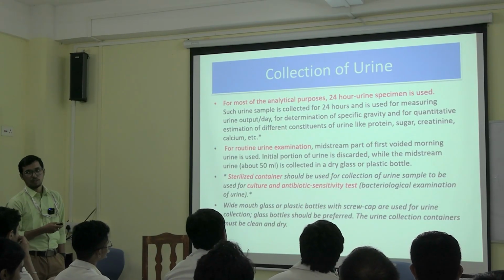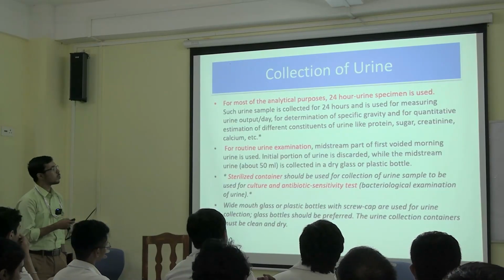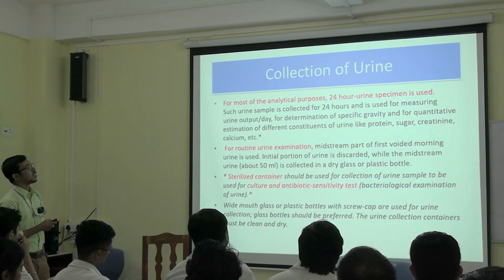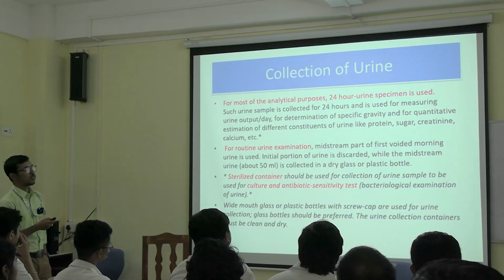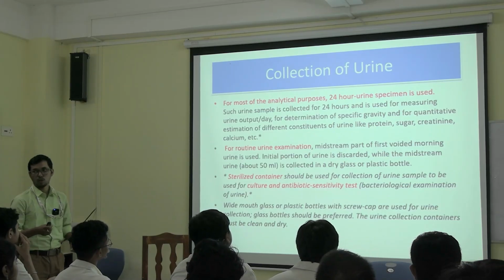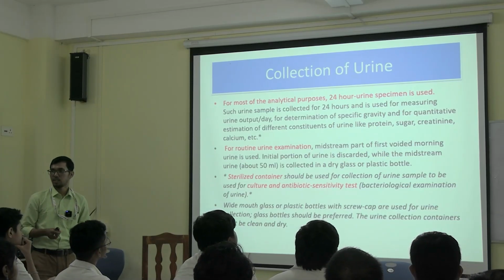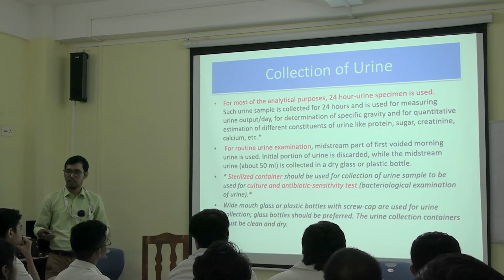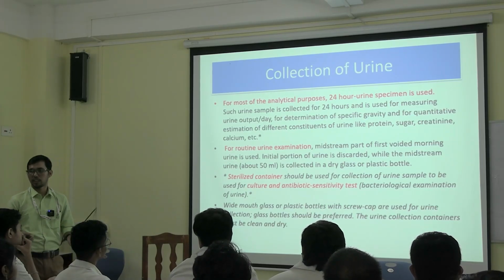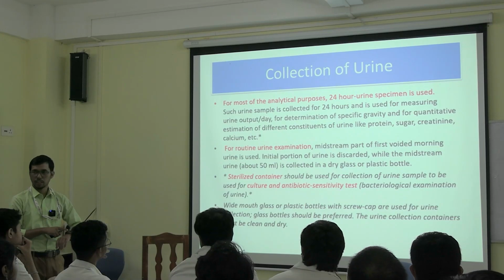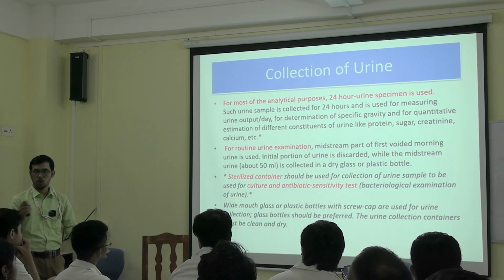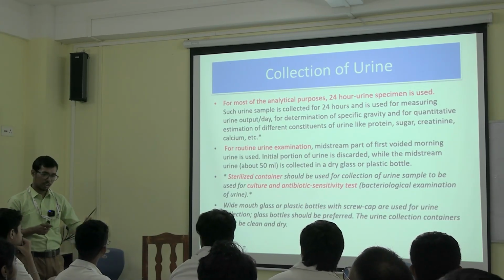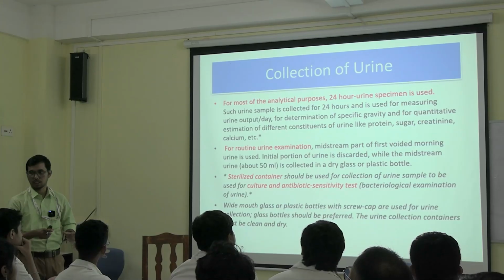Now, the procedure of collection. How do we collect the urine? For most of the analytical purposes, we collect a 24-hour urine sample. For the whole 24 hours, how do you collect? If a person is bedridden, then we put a catheter. Then we start the clock, empty the bag, and for the whole day, at the end of 24 hours, we see how much urine is collected.